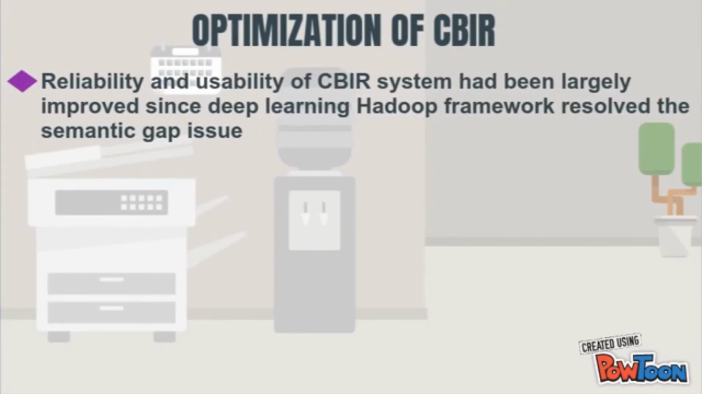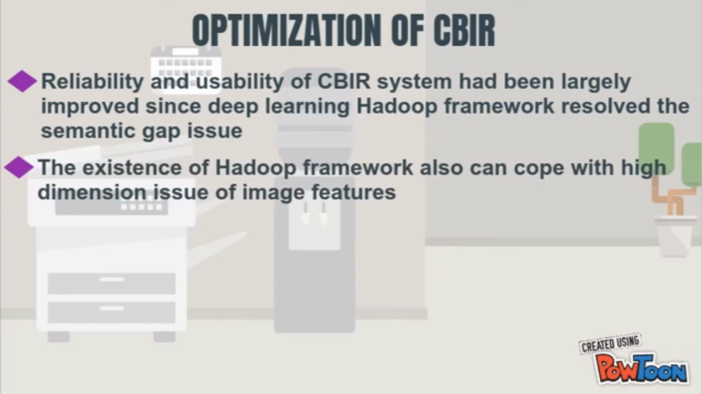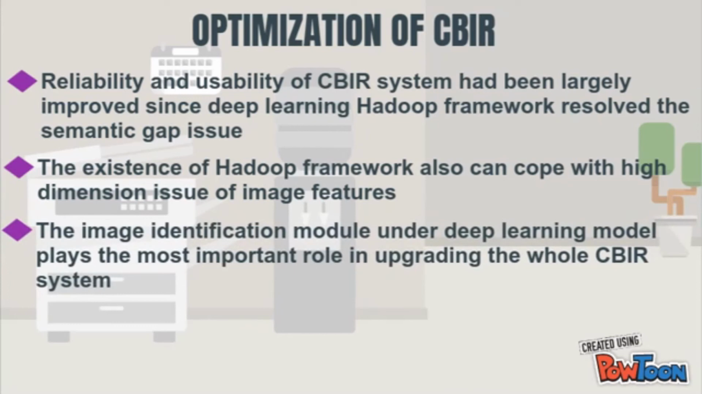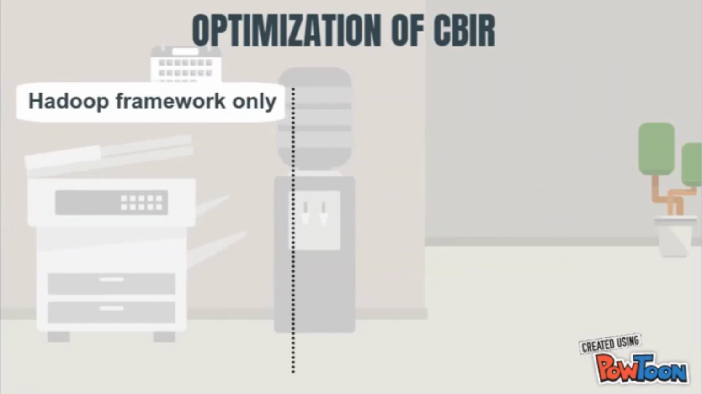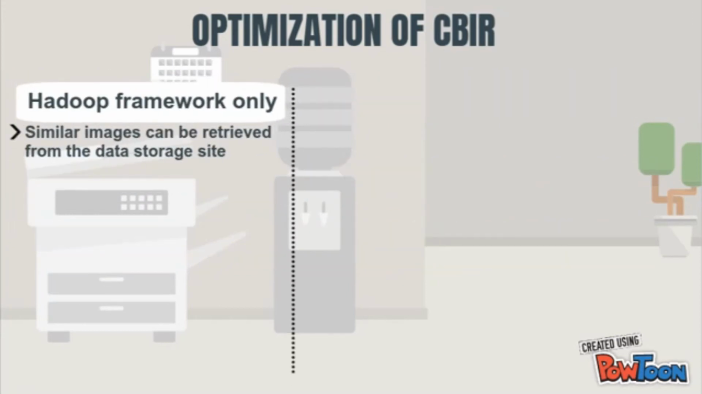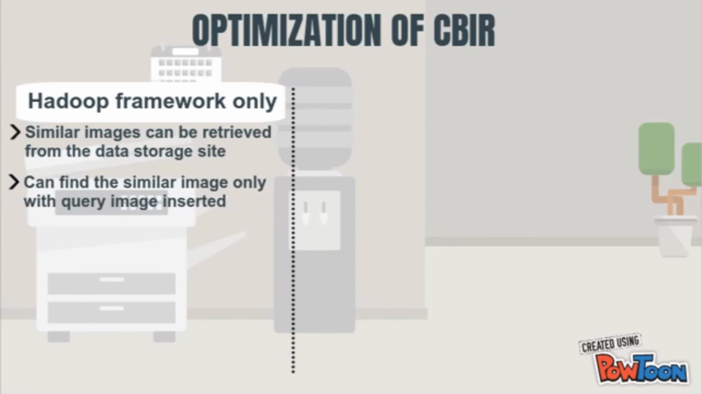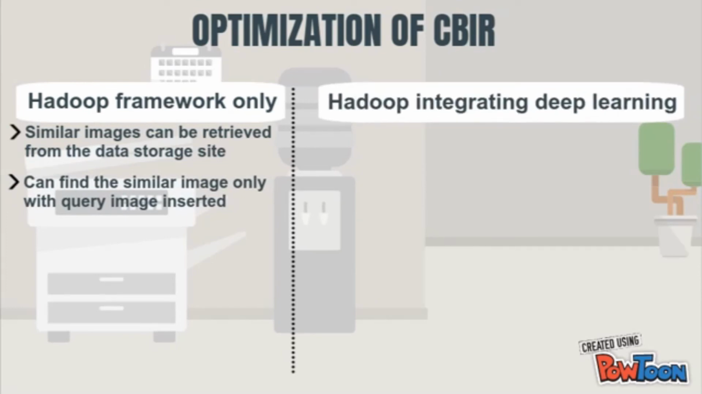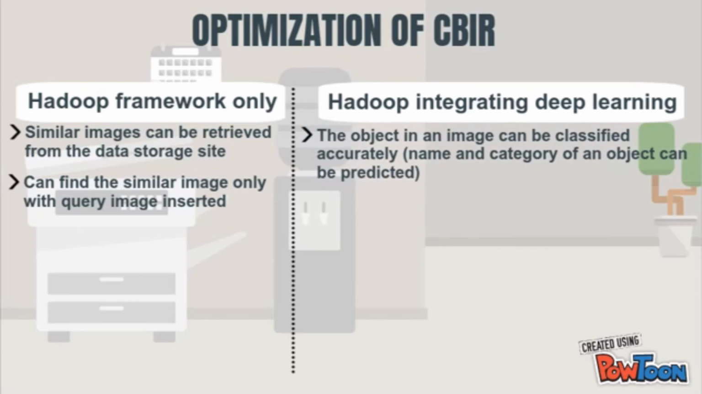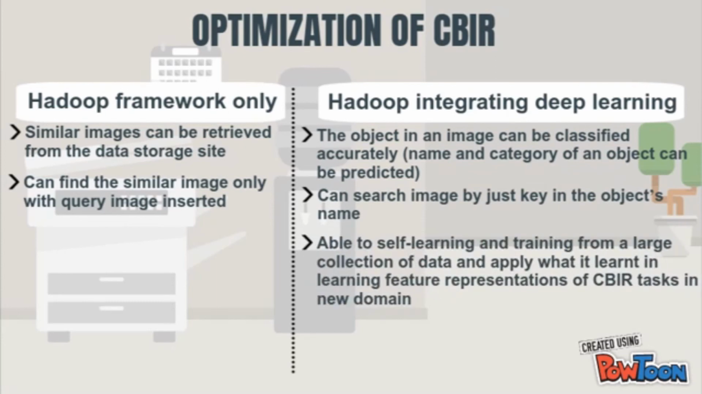Optimization of CBIR. The reliability and usability of the CBIR system have been largely improved. The existence of the Hadoop framework can also cope with the high dimension issue of image features. The image identification module under the deep learning model plays the most important role in upgrading the whole CBIR system. By using the Hadoop framework, similar images can be retrieved from the data storage site with only a query image inserted. But with Hadoop integrating deep learning, the object in an image can be classified accurately. You can search for an image by just keying in the object's name, and the system is able to self-learn and train from a large collection of data.